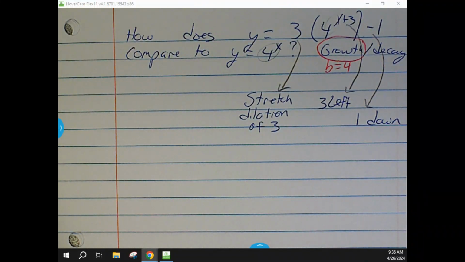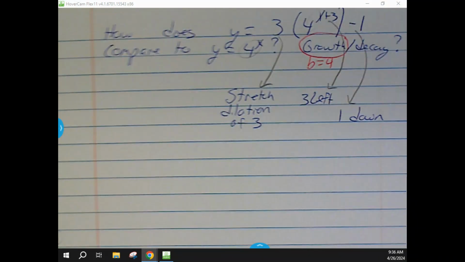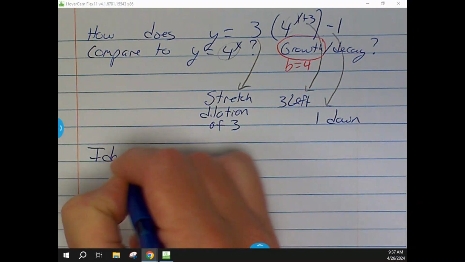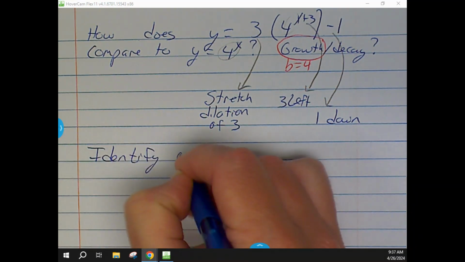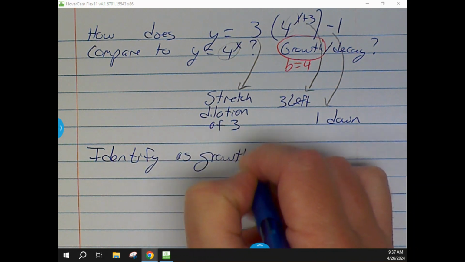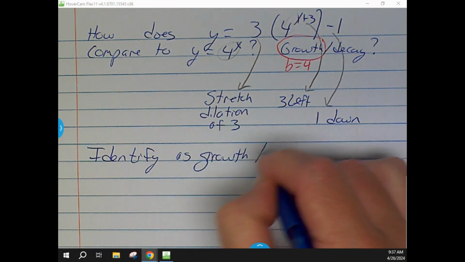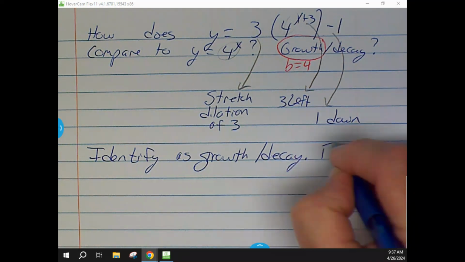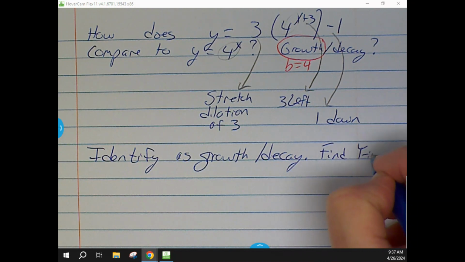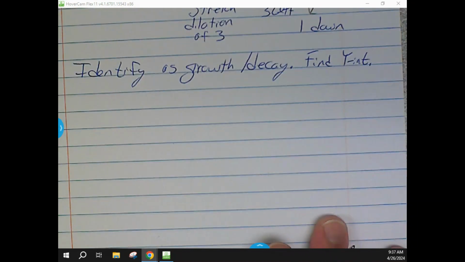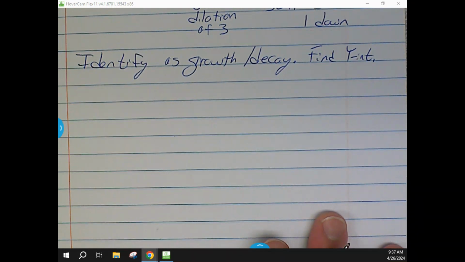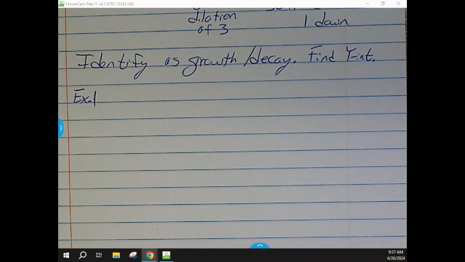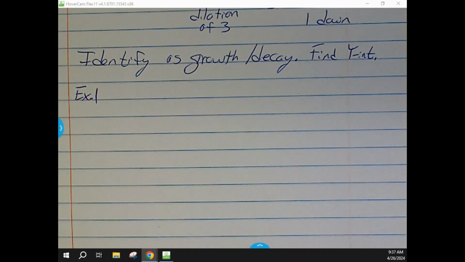Okay, so for the last couple of problems, no graphing, no scales, no movement on this one. We're going to just do a couple of things. We're going to identify it as growth or decay. And then we're going to find the y-intercept. And after that, we'll talk about a little bit of money, and then we'll finish this thing up.